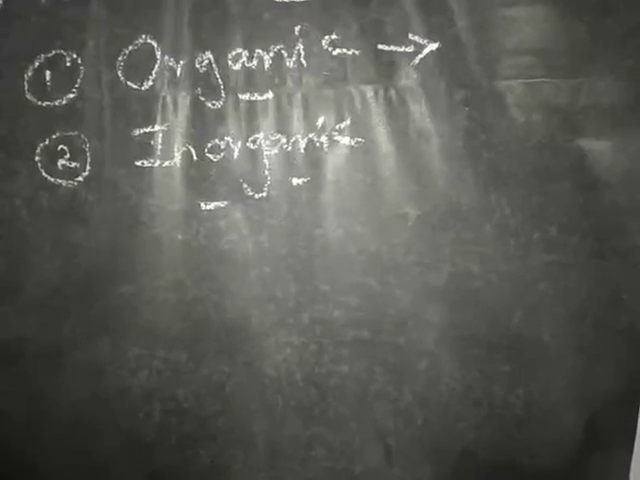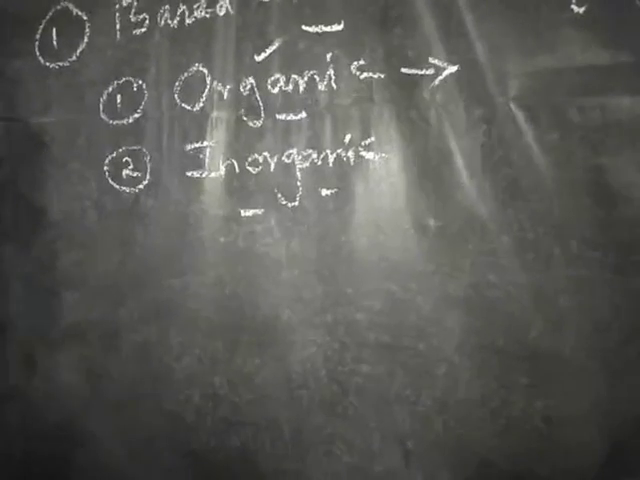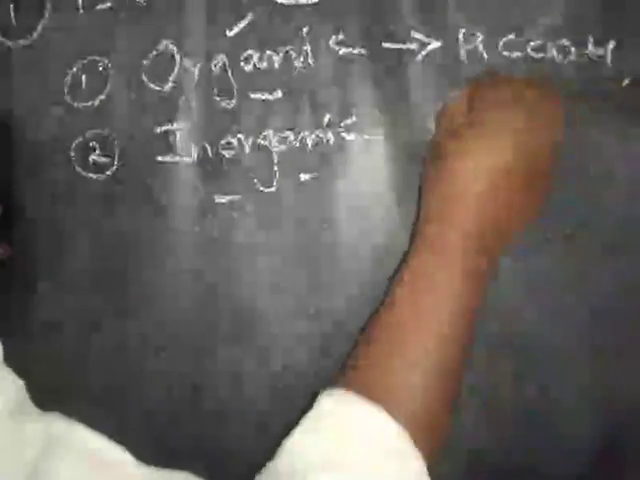Acids which are obtained from plants and animals are called organic acids. The plants and animals together are called what? Living things. So acids which are obtained from living things are called organic acids. For example, formic acid and acetic acid. Formic acid and acetic acid are examples of what? Organic acids. So what is meant by inorganic acids?